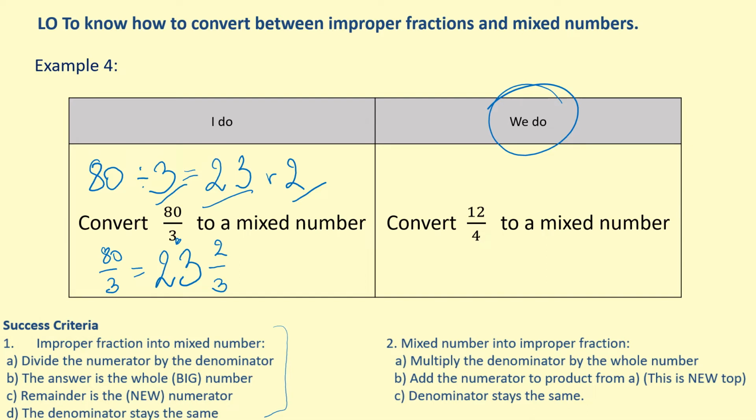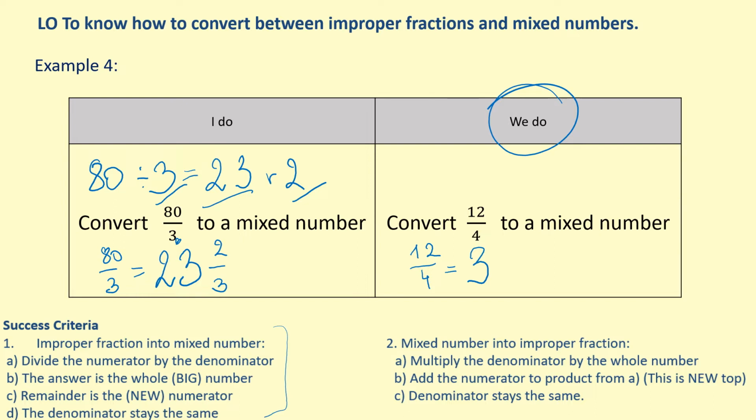Okay, so 12 over 4. How many 4's go into 12? It's 3. The remainder is 0 over 4, which means it's just 3. You don't need to write that at all. It's only 3.